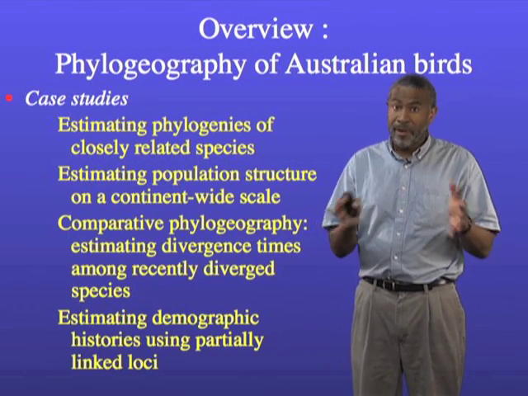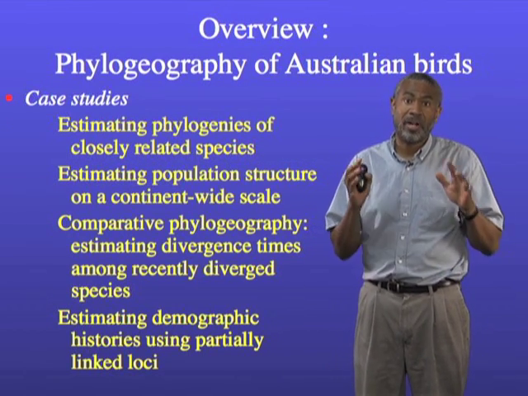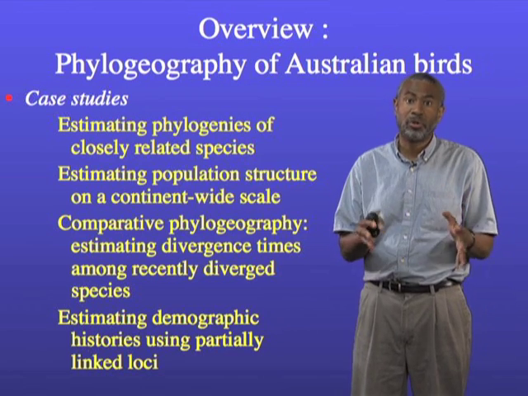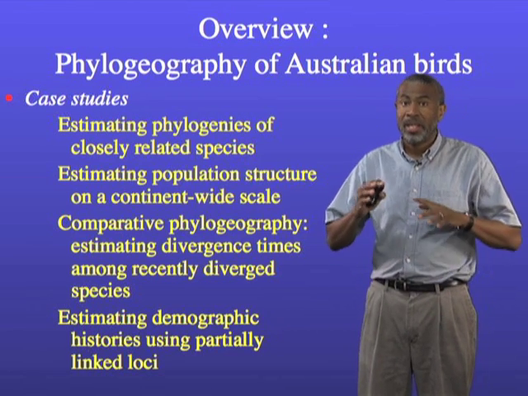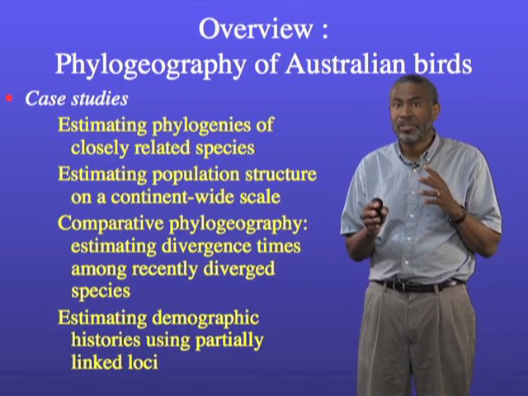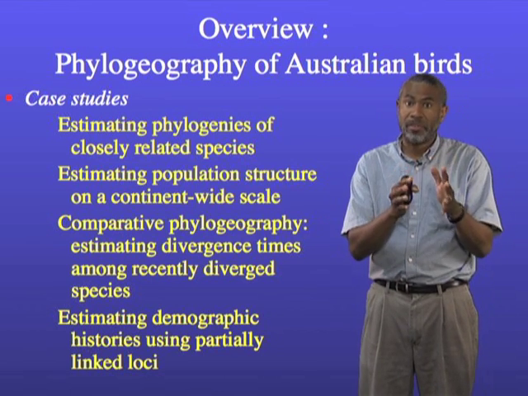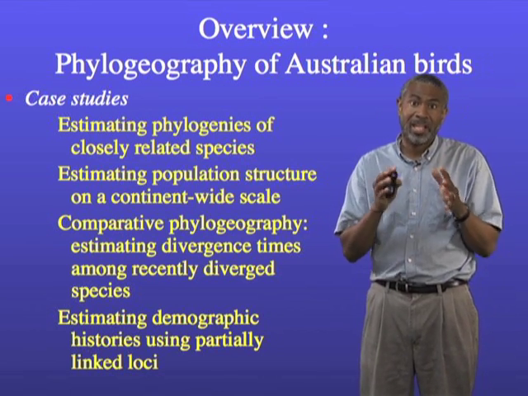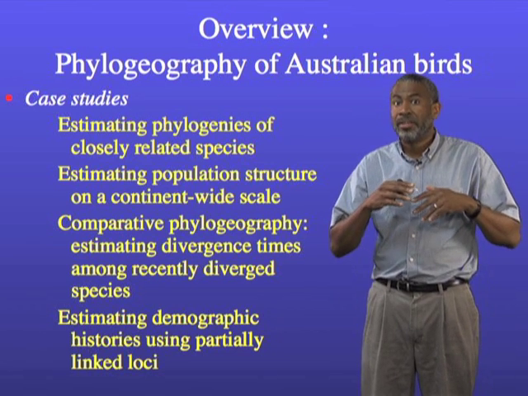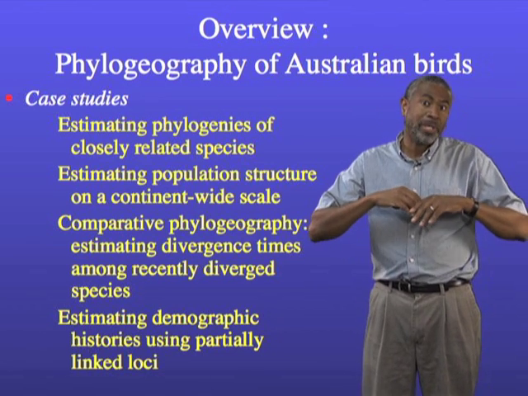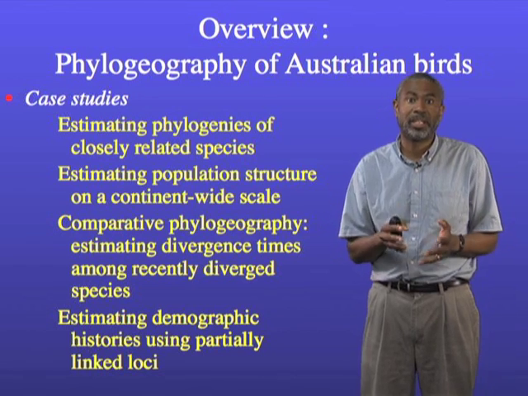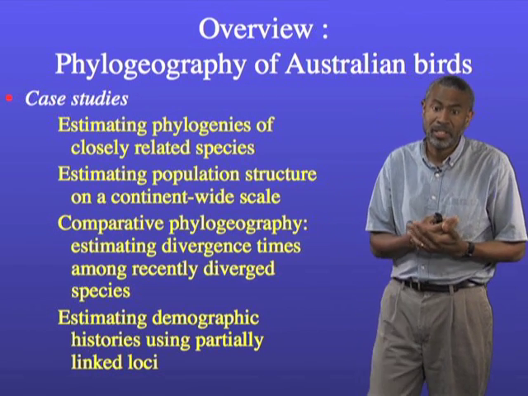Finally, we'll move on to the fun part, which are the case studies. These are applying the principles to specific groups of Australian birds. Each group has a separate twist to it. The first three groups will be focused on this Carpentarian barrier, and the last group, which are the Zebra Finches, will be a separate but no less interesting biogeographic situation.